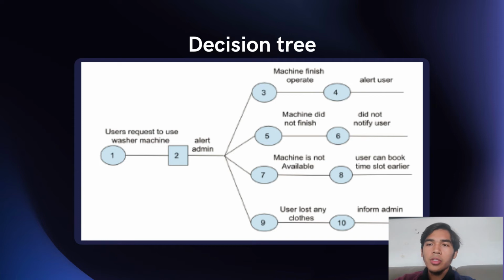Node number 5, machine did not finish. And for node number 6, did not notify user. For node number 7, machine is not available. And for node number 8, user can book time slot earlier. And for node number 9, user lost any clothes. And for node number 10, inform admin. So that is all for the decision tree.